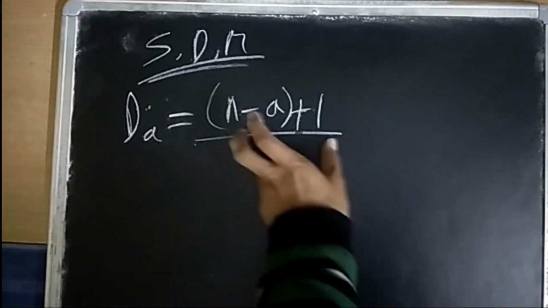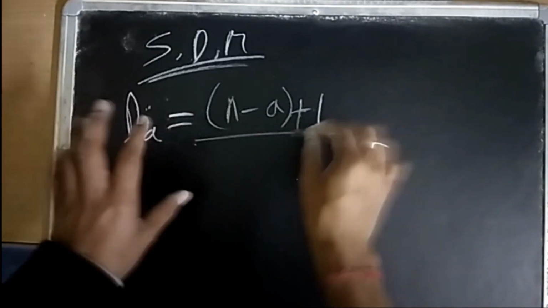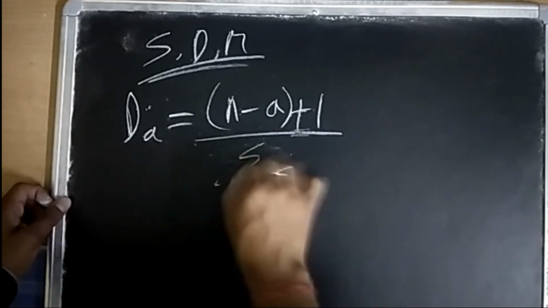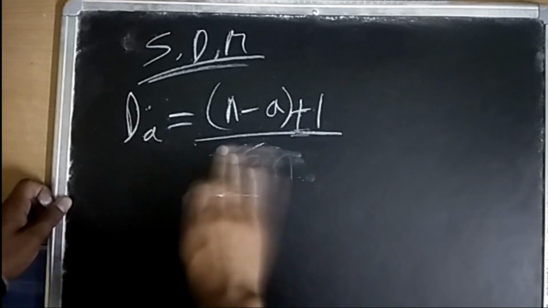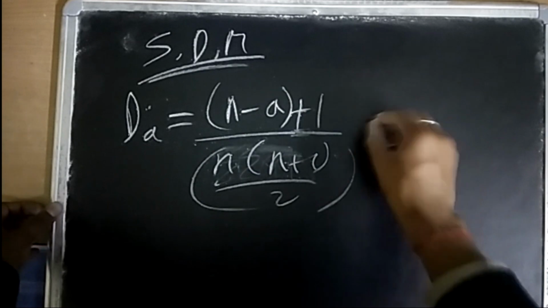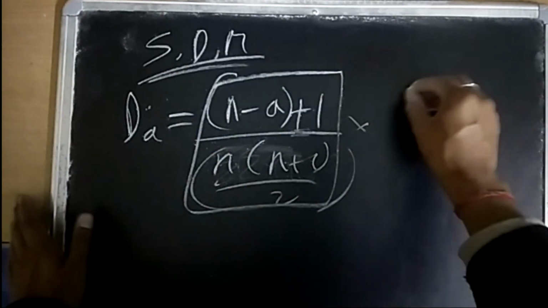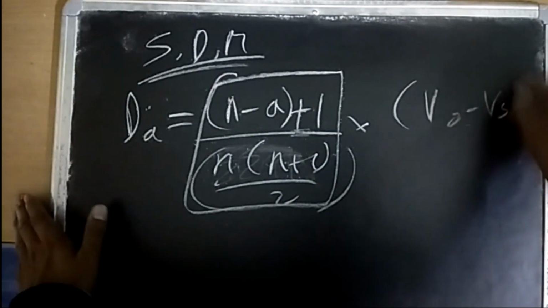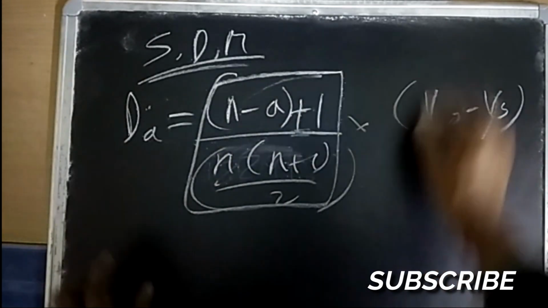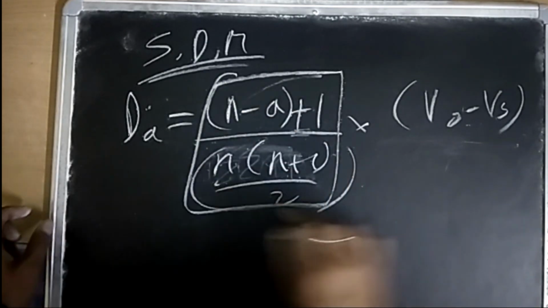So how much year is left plus the first year plus the year itself, divided by the sum of n natural numbers, okay? Write it like this, and the sum of n natural numbers we know is n(n+1)/2, and here this is just a thing into V naught minus VS. So if we compare it with SLM, it is like 1 by n, so this is DSLM, but in case of that we use this thing, okay?